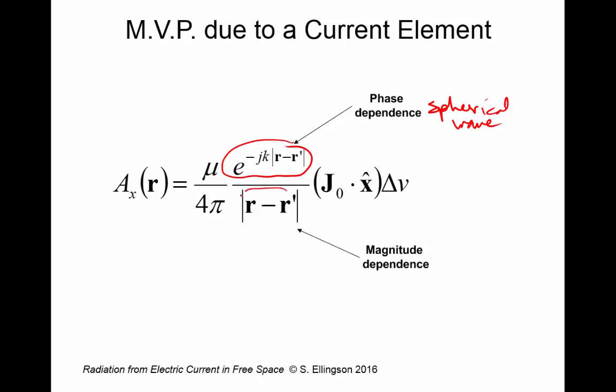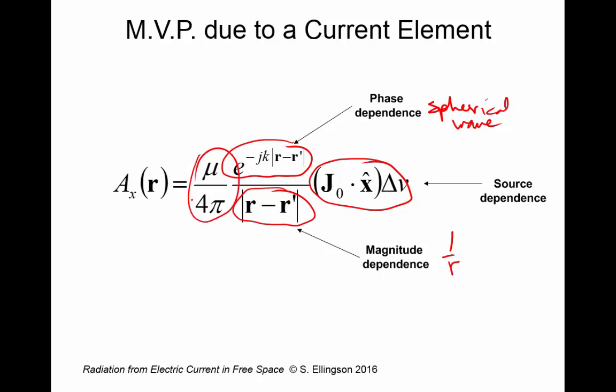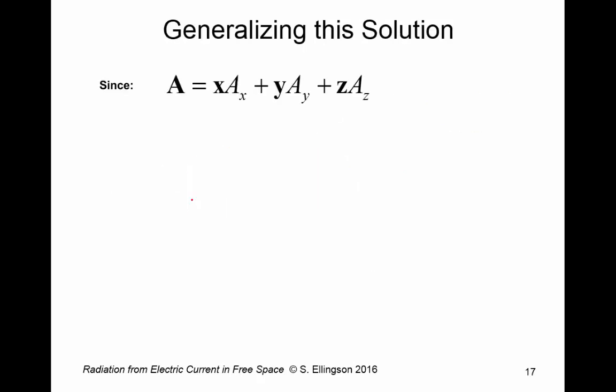Underneath, we have simply the distance from that source. The magnitude of r minus r prime is simply the distance between the field point r and the source point r prime. So we have a 1 over r magnitude dependence. Again, we see we have a spherical wave. And then we have the source dependence. So this is our current moment here. Not much more to say about that. And then we have constants out front, mu and 4 pi.